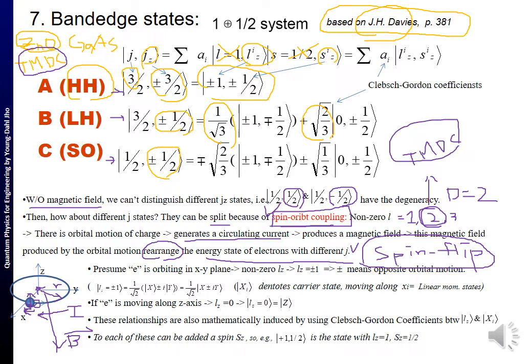Anyway, say the electron is orbiting in the XY plane, for example. What does it mean? Then there is angular momentum along the Z direction. And there is a non-zero angular momentum quantum number because it is orbiting in the XY plane. That's the meaning of the angular momentum. So it is non-zero. It means LZ should be plus minus 1. Plus minus means opposite orbital motion.